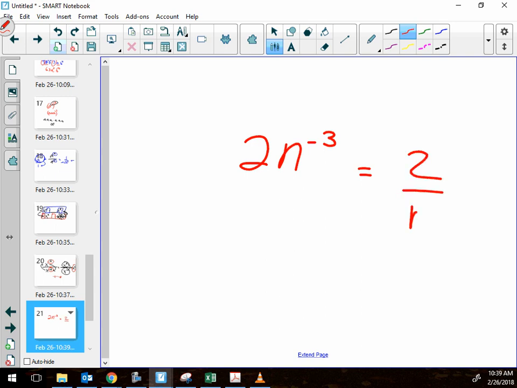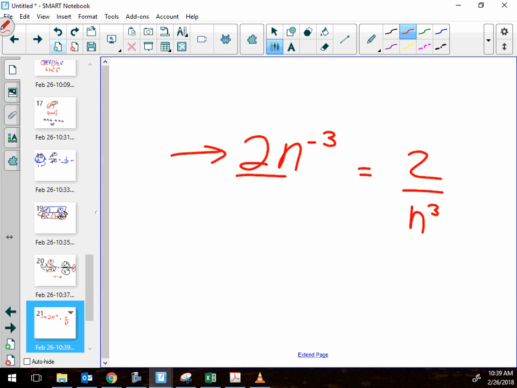2 over n to the third. You got it. You cannot leave an answer like this. If you leave a negative in your exponent, you will get it marked wrong. It's not like negative exponents are illegal, but they're not simplified. You can have negative exponents in your problems, but in the answers, you better simplify them by moving them to the right place.